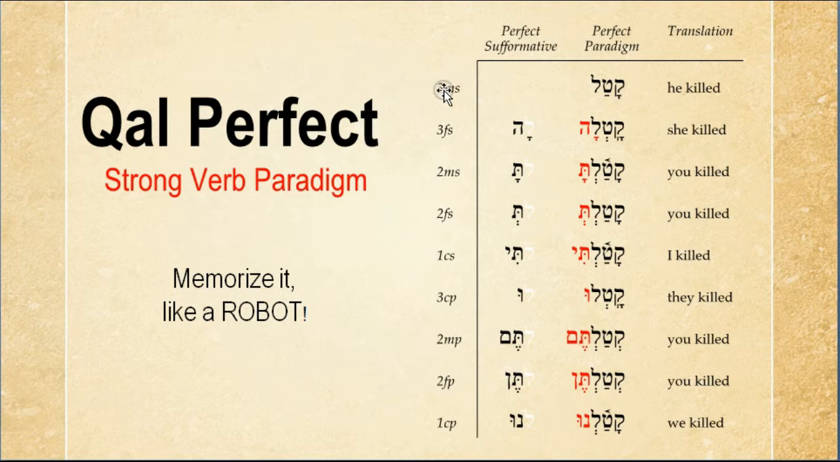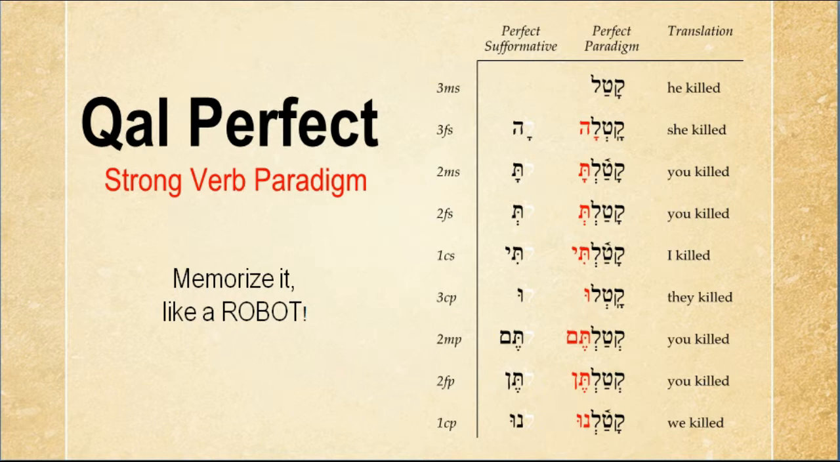It's also very important that you remember the order of persons and numbers. It begins with the third person masculine singular, he. Why does the paradigm begin with the third person masculine singular? It's very simple, because the third person masculine singular is the dictionary form. This is what you will find in a dictionary when you look up a verb, qatal. Qatal means to kill, so qatal actually means he killed. Third person masculine singular.